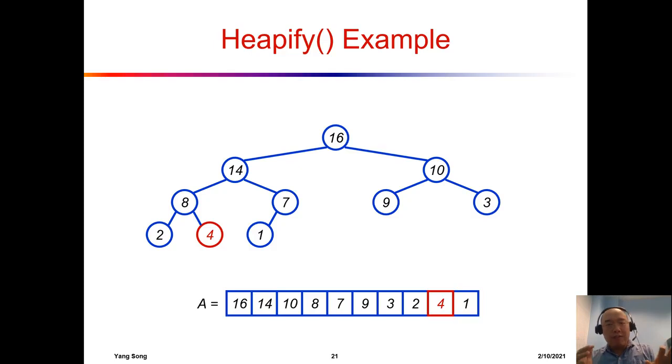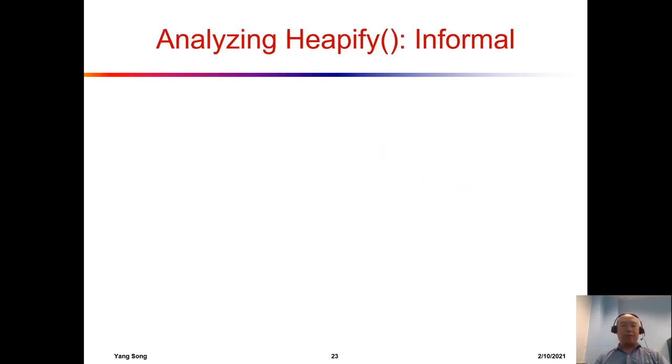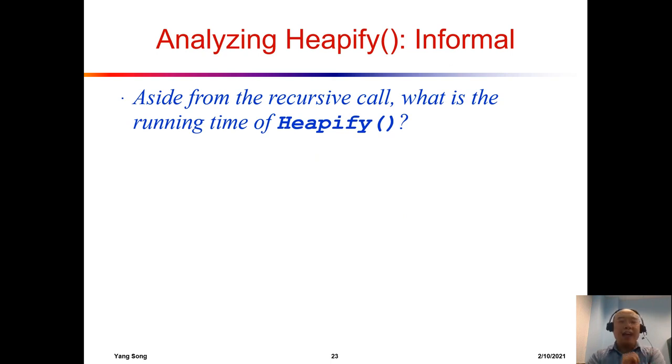So you see, in this example, even after one swap, it's not guaranteed that the new location is really the right location for that value. So we want to do a recursive heapify until this value is either at the right place or is already a leaf. Okay, so this is the Heapify, and for the Heapify, how do we analyze the time complexity?